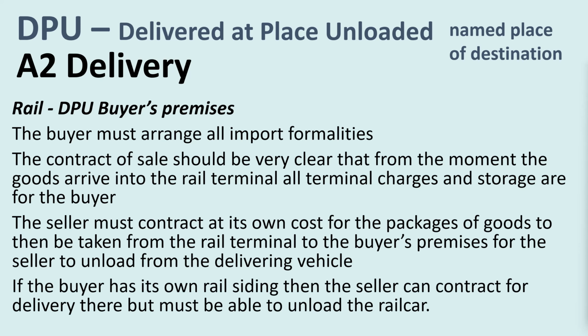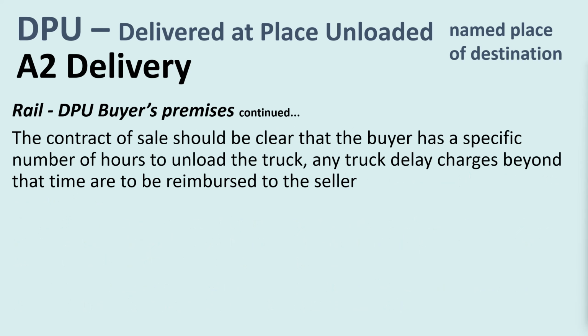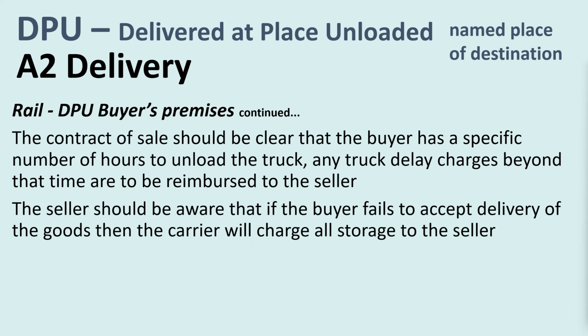If the buyer has its own rail siding, of course, then the seller can contract for delivery there, but must be able to unload the rail car. The contract of sale, yet again, should be clear that the buyer has a specific number of hours to unload the truck. Any truck delay charges beyond that time are to be reimbursed to the seller.